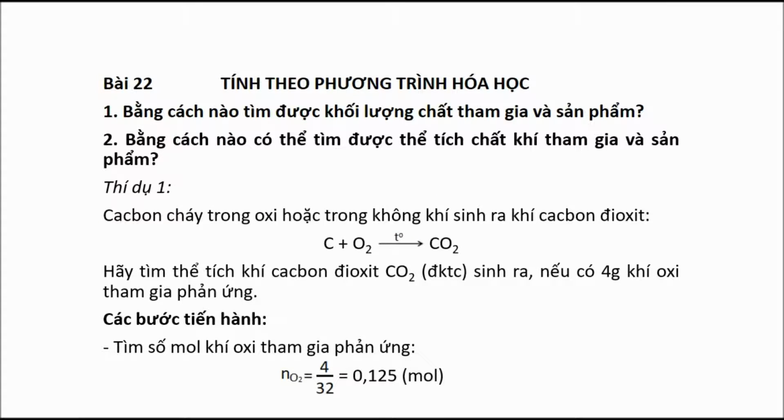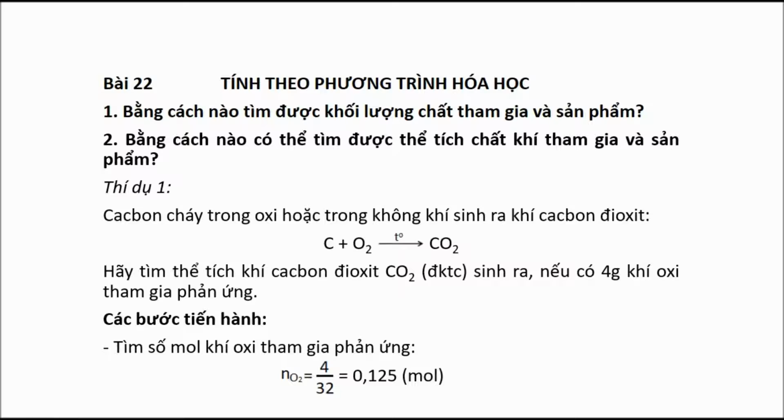2. How to find the volume of the gas reactant and the gas product. Example 1. Carbon is burned in oxygen or air, producing carbon dioxide. C plus O2 heat to form CO2. Find the volume of carbon dioxide CO2 produced at STP if 4 grams of oxygen gas is used in the reaction. Procedure. Find the number of moles of oxygen used in the reaction.